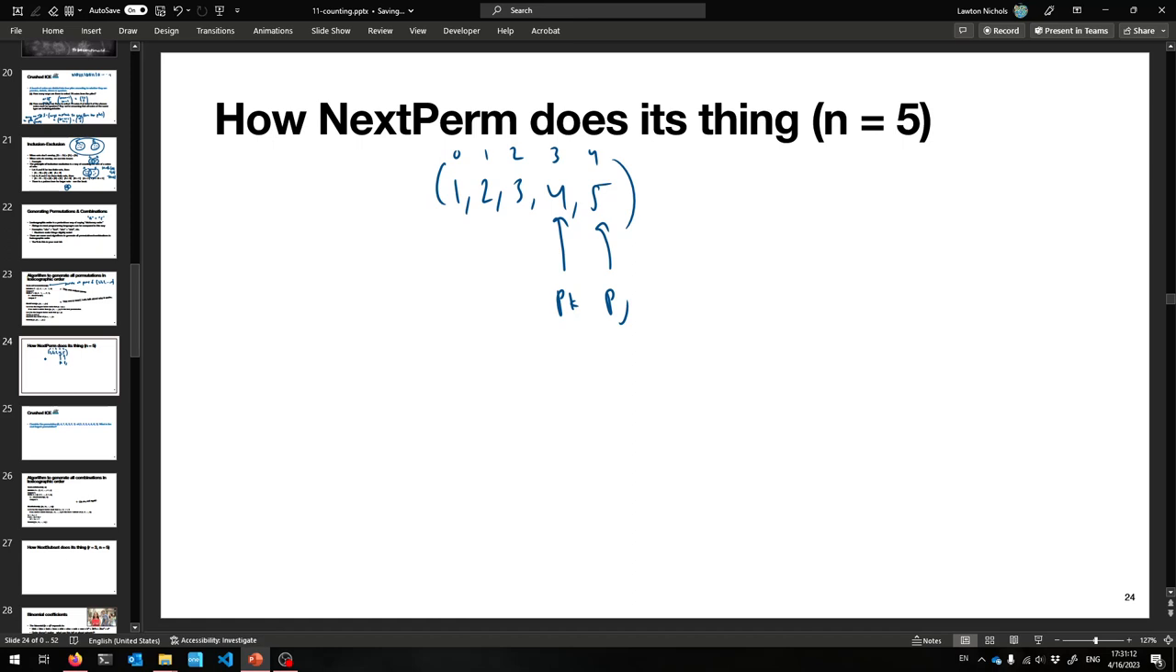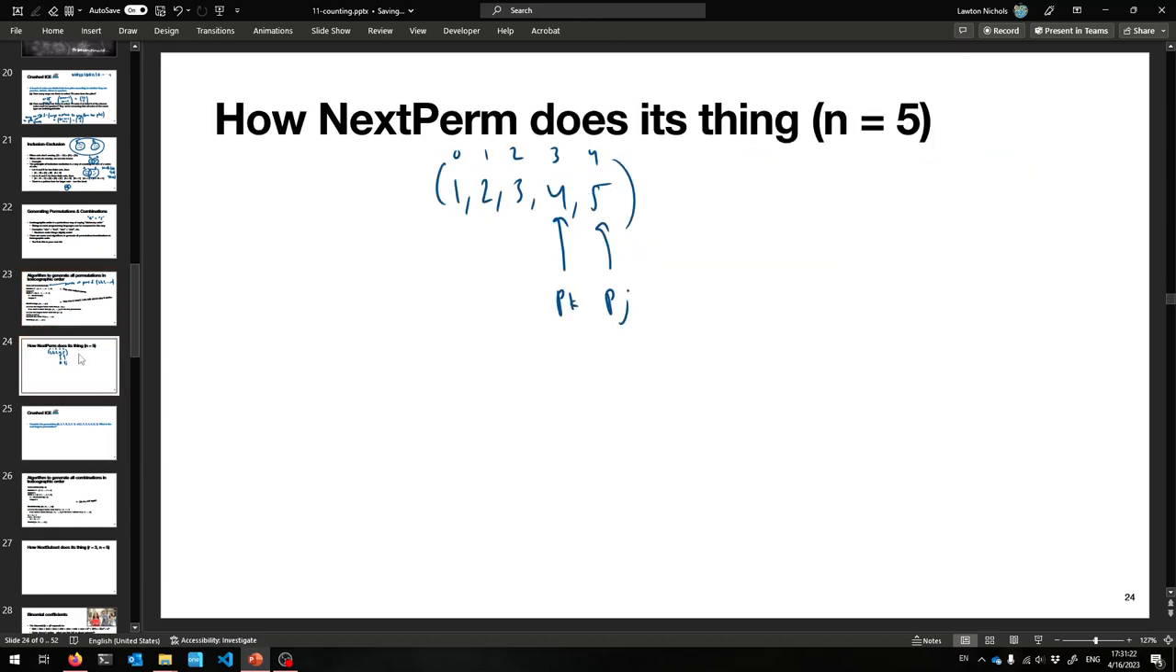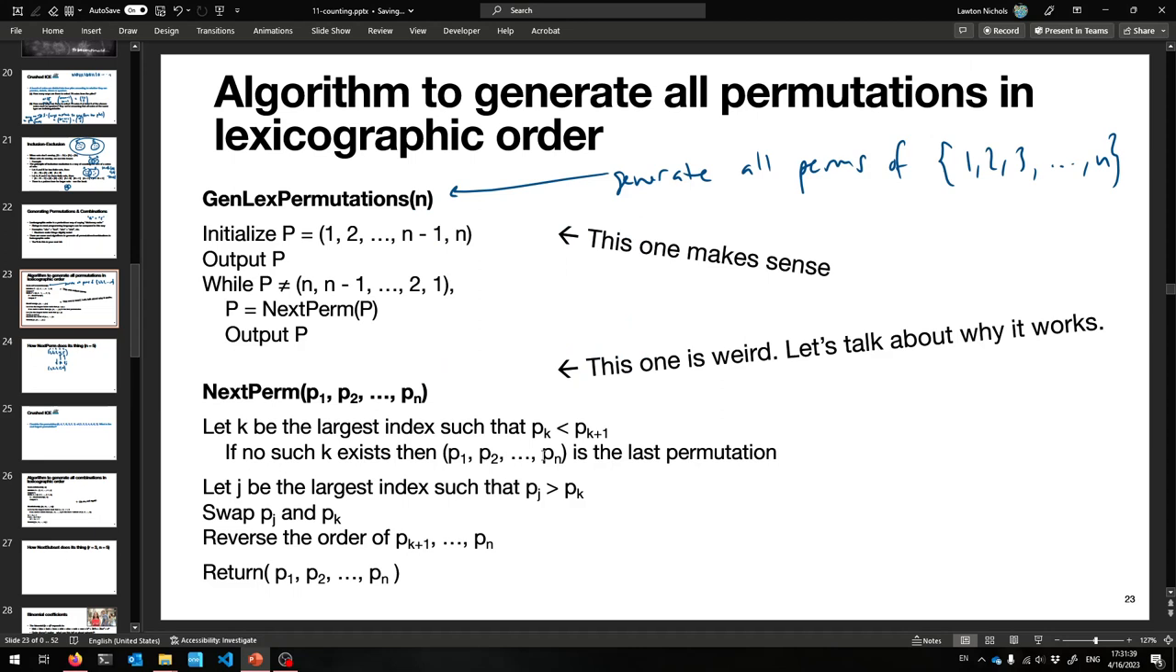Watch what happens. I got rid of my dot for some reason. So now we have those set up. What we do now is we swap p of j and p of k. So that turns into, we'll just draw it like this, 1, 2, 3, 5, 4.